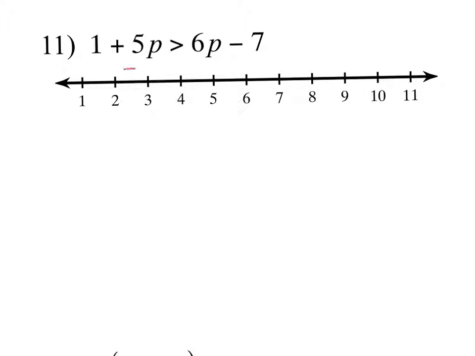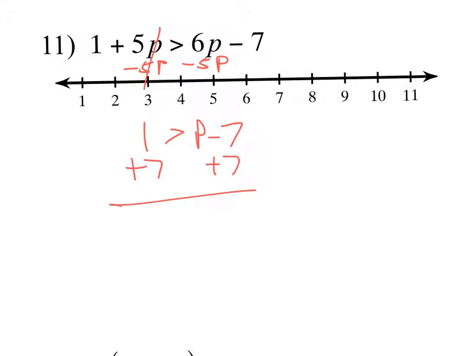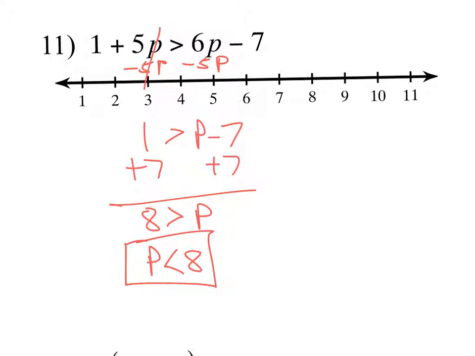For this problem, if I take away 5p from both sides, then I'll have p minus 7 is less than 1. So if I add 7 to both sides, p is less than 8. Reading it right to left, p is less than 8. Reading it left to right, here's 8. It cannot be equal to, so we're not going to darken it. And we're darkening the values less than 8 that p actually can be.